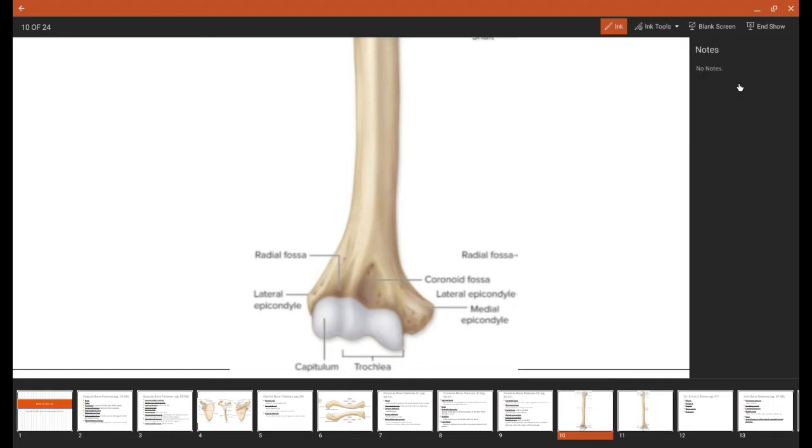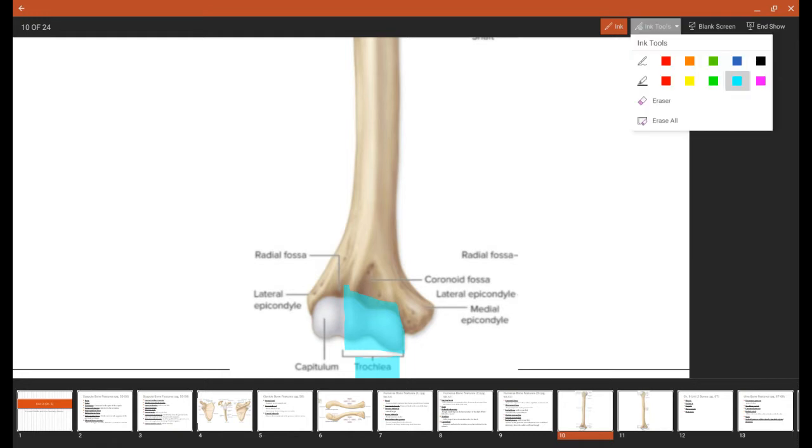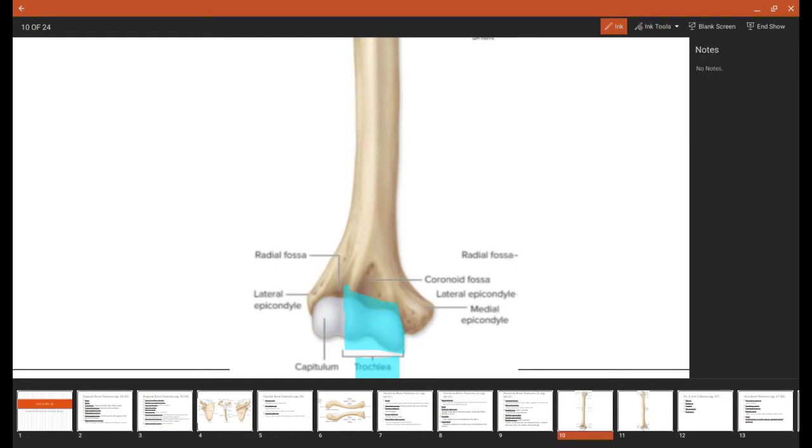And then our final two structures, we have the trochlea right here. And this is where the ulna is going to articulate. It's able to pivot back and forth. Whereas just lateral to it, this round, circular, smooth structure is going to be the capitulum. And this is where the radius will articulate.